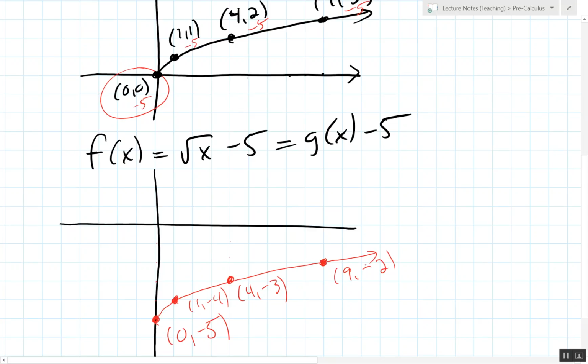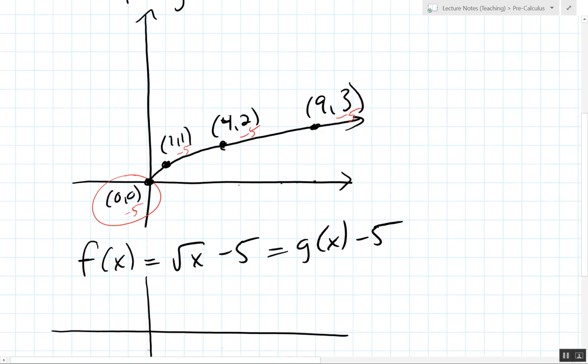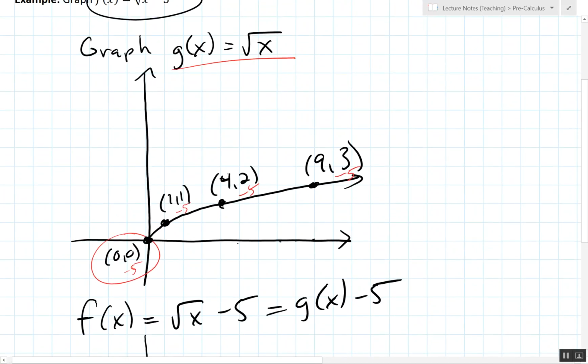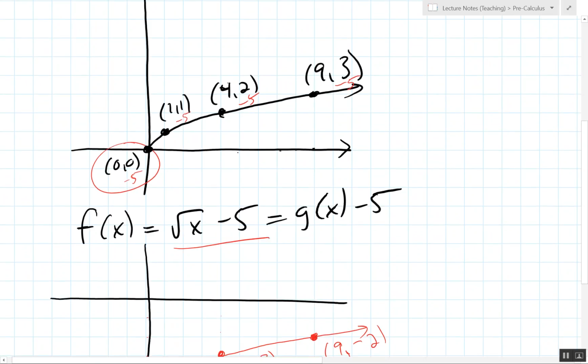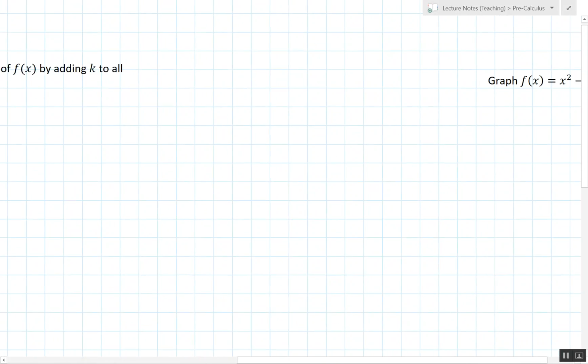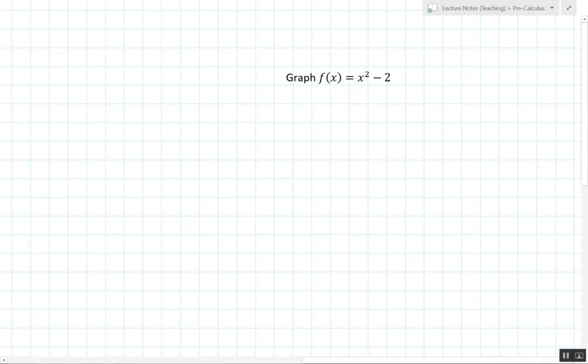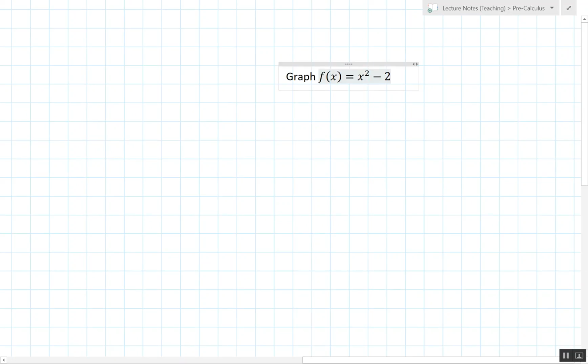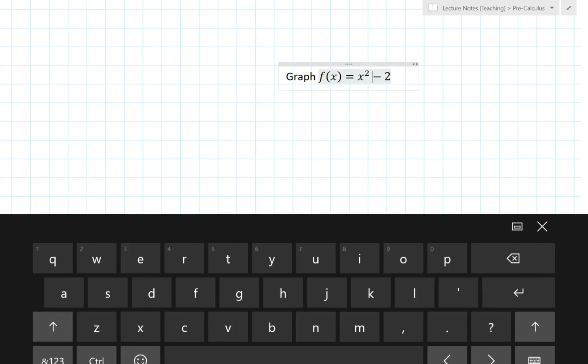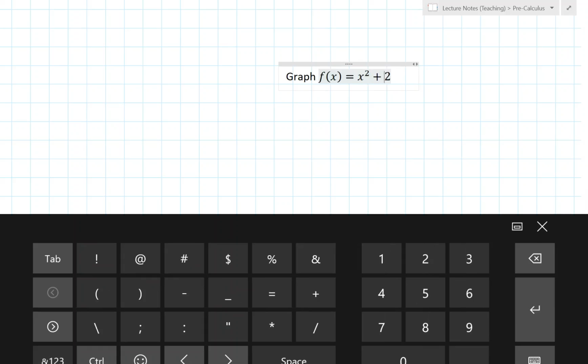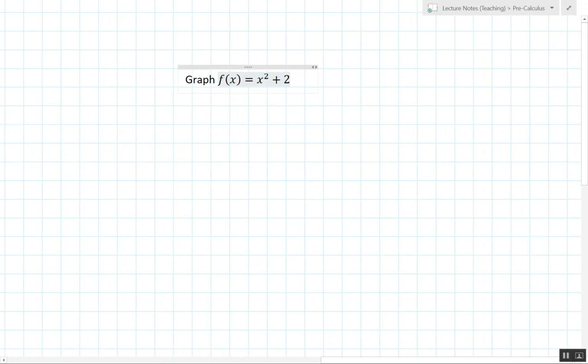Until you get the hang of translations, I say this is the best way to do it. Just do it step by step. First, draw the base function, and then draw the translated function. So let's do one more example. Let's change this, because I already did a minus, so let's make this a plus. Quick fix. There we go. So let's graph this function.